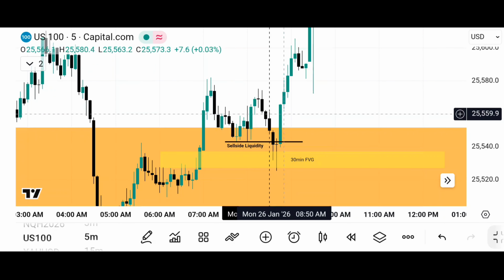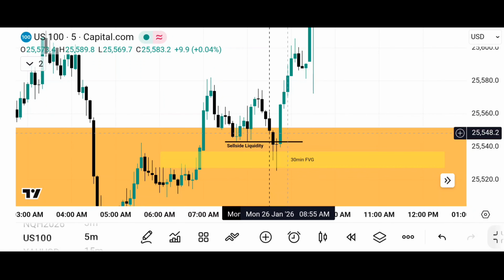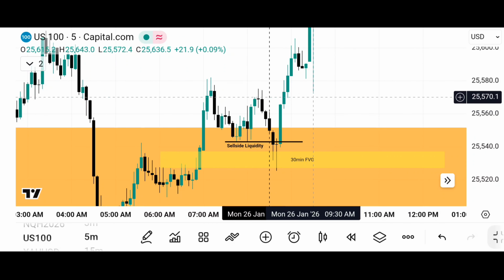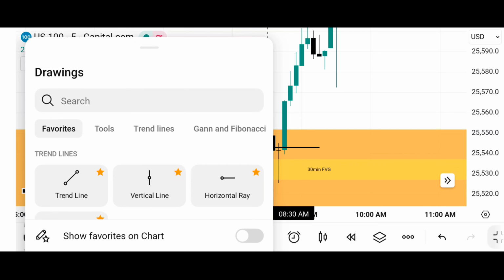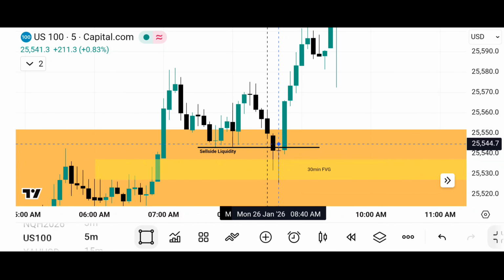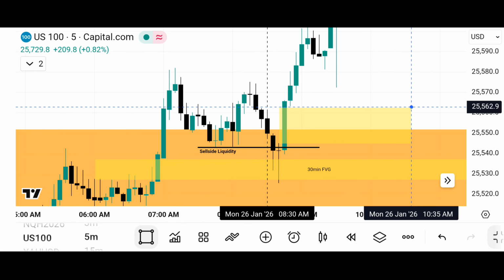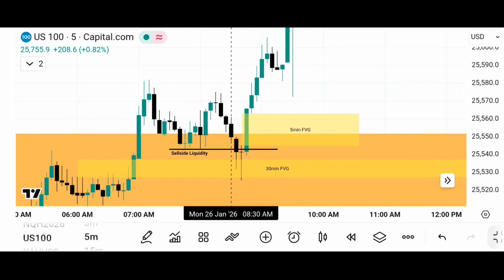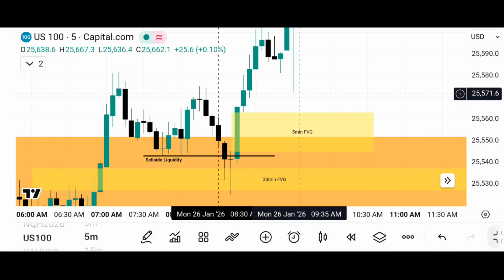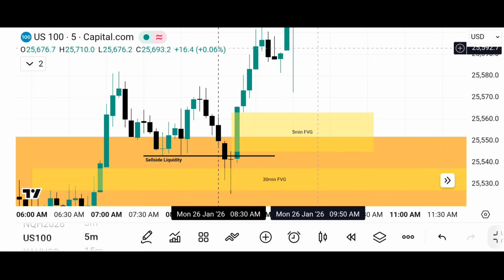Which validates that price wants to go up, wants to rally up, is willing to rally up. Now you can see this fair value gap being created right here, but price couldn't trade down to it. It shows that price was strongly bullish at this point. There's a 5-minute fair value gap, so price didn't use it. Price couldn't trade down to the 5-minute fair value gap to run up.